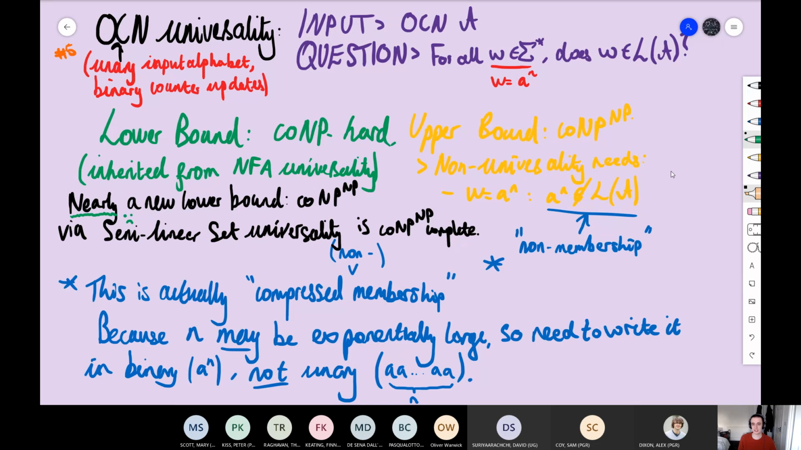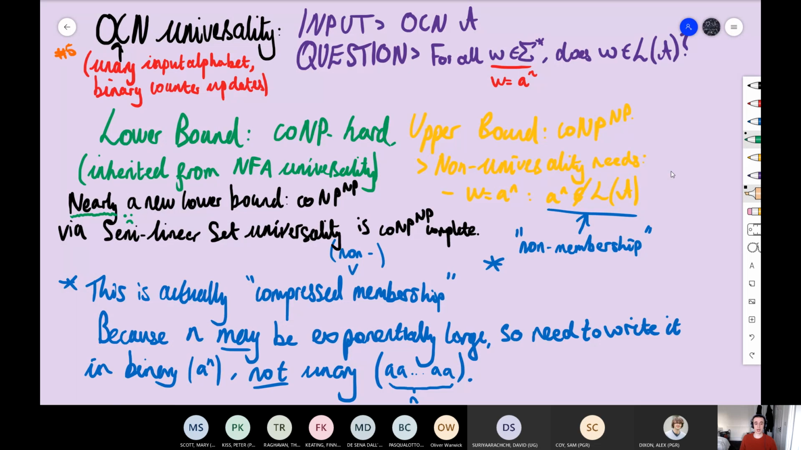So the only way we can write this down in a meaningful way, because writing down a million A's gets boring and tedious after a while, is writing it in the form A to the N, but encoding the N into binary. So kind of compressing N and then writing it as the form A to the N. And that's what compressed membership is. It's membership, but we squeeze our word rather than writing it out in full. Hopefully you can see why this is a slightly trickier problem.